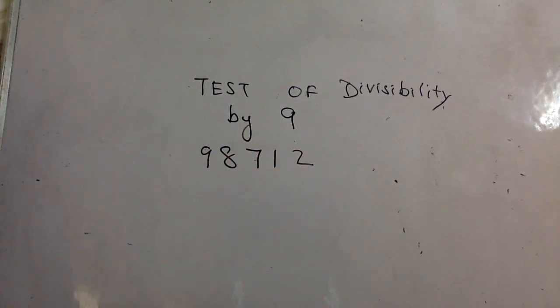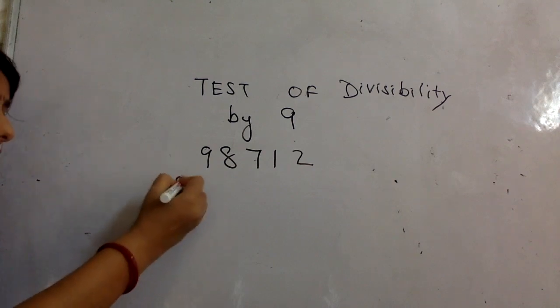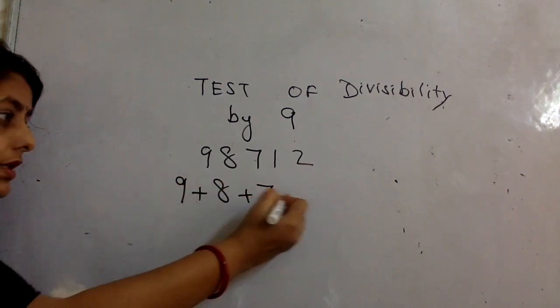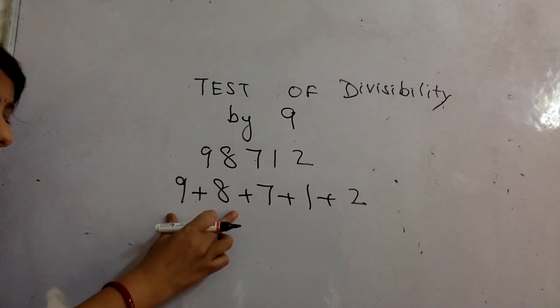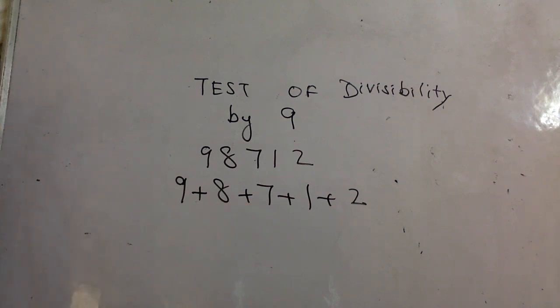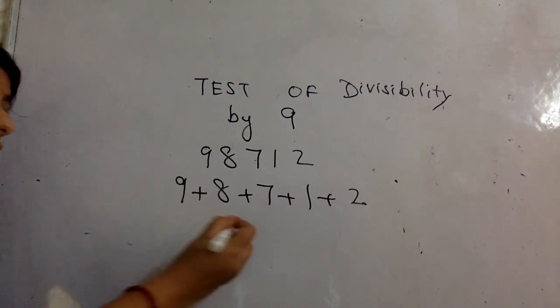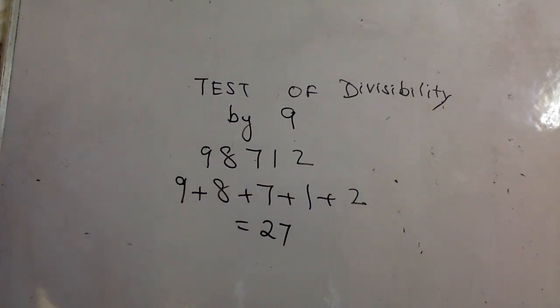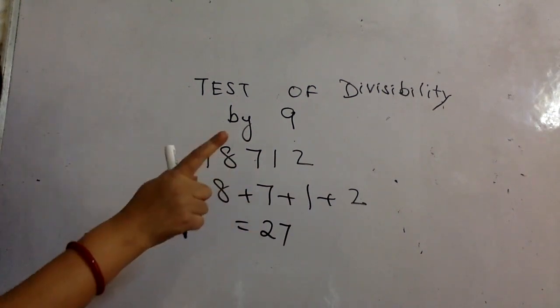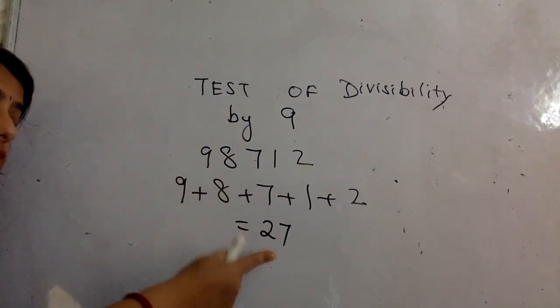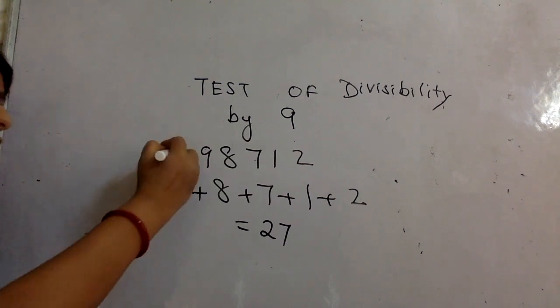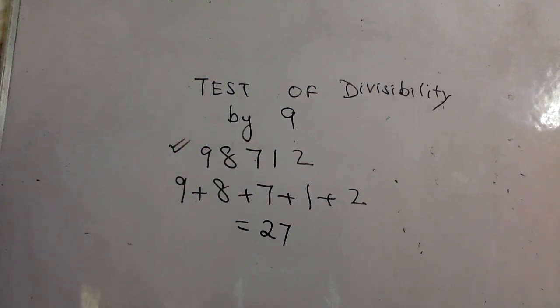9871. Now listen carefully. If I add all the digits, what am I going to get? This is 17. 17 plus 7 is 24. Okay, 24 plus 1, 25, 26 and 27. This gives us 27. We'll have to see whether this sum of the digits is divisible by 9 or not. Here we can see that 27 is divisible by 9. Therefore, we know this number is also divisible by 9.